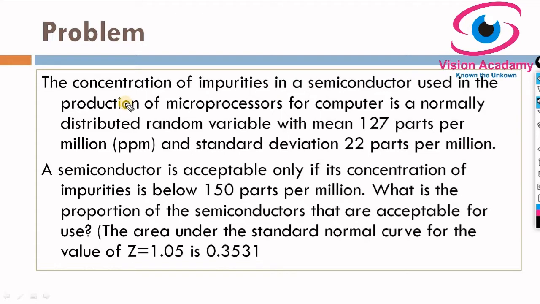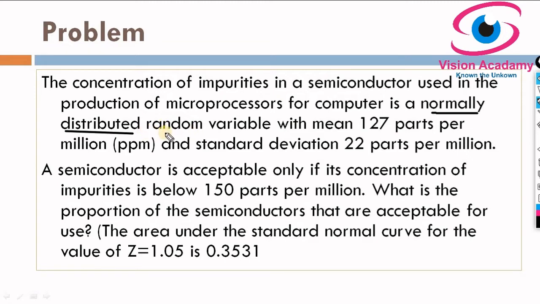This is the problem given as an assignment for MA Economics students of IGNOU for first year, and I have taken this problem to solve it. Here let us extract the information. The concentration of impurities in a semiconductor used in the production of microprocessors for computers is normally distributed. This is a very essential characteristic. Unless you find it is normally distributed, you cannot conduct inferential statistics.